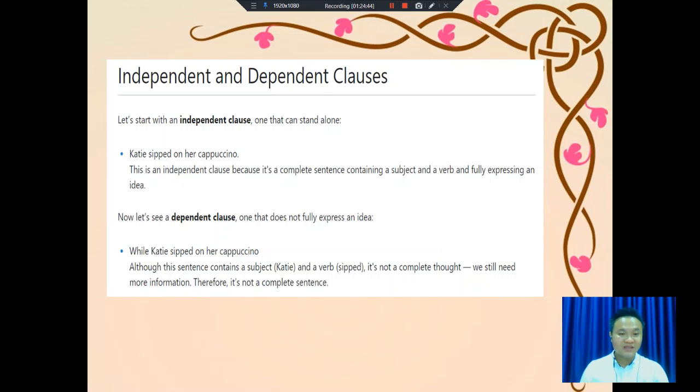Now, let's see a dependent clause, one that does not fully express an idea. Now, while Kathy sipped on her cappuccino, something is missing, don't you think? Although this sentence contains a subject and a verb, it is not a complete thought. We still need more information. Therefore, this is not a complete sentence, and this is what we call a dependent clause. One must be able to stand alone, and another one is incomplete. The part that is incomplete, we call the dependent clause.